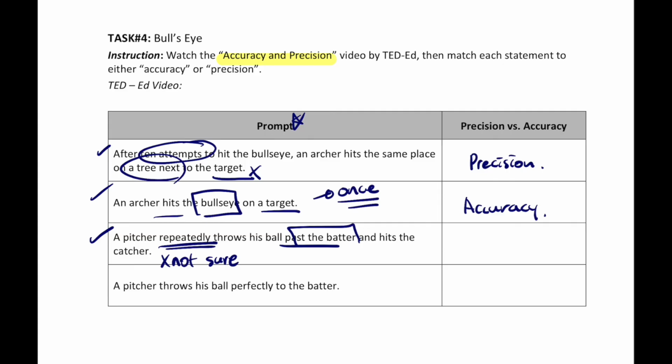However, we know that this pitcher keeps hitting the catcher. So it means since we are not sure where the pitcher is trying to hit, we cannot identify whether there's accuracy or not. However, there's precision.